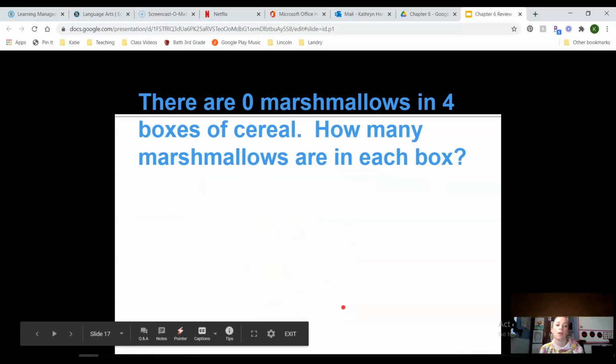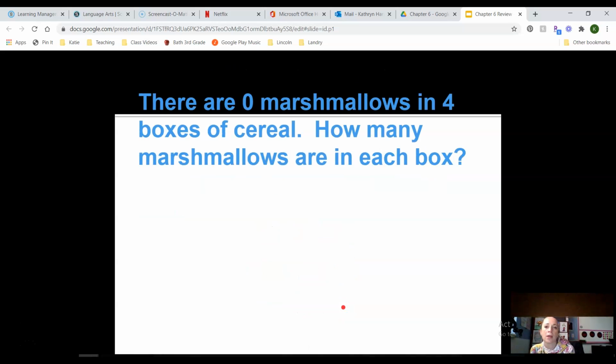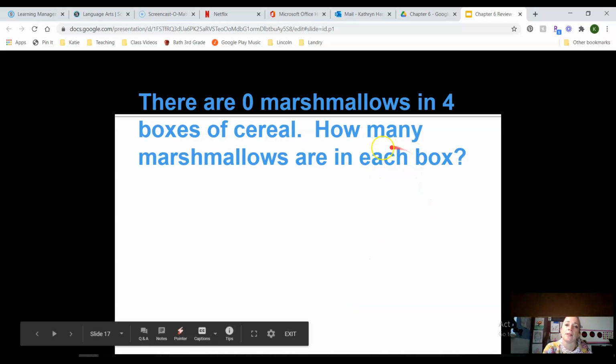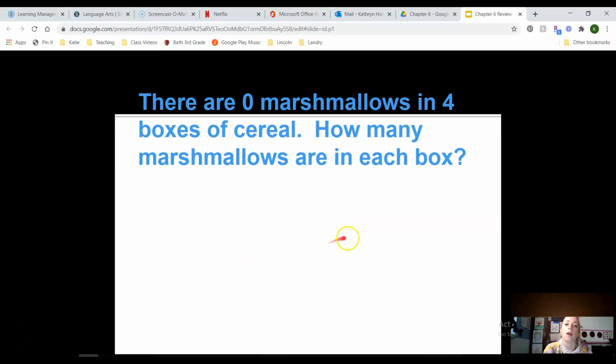All right. There are 0 marshmallows in 4 boxes of cereal. How many marshmallows are in each box? Well, let's pull our numbers. We have a 0 and a 4. Now let's look for keywords. Each in the last sentence always means division. So we will do 0 divided by 4.